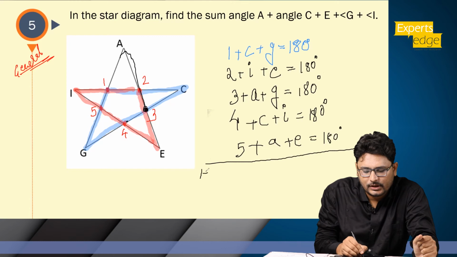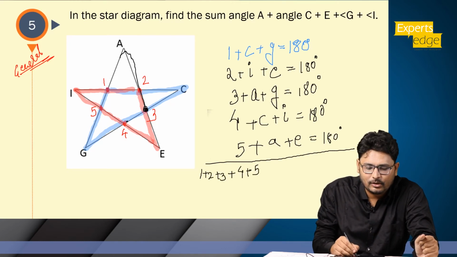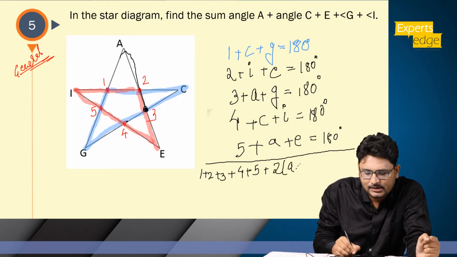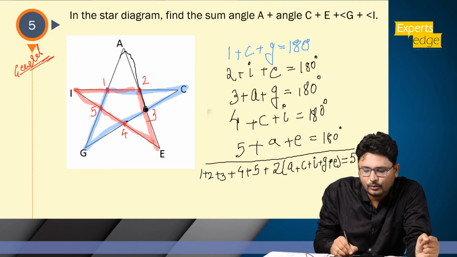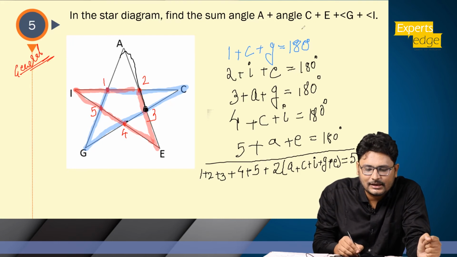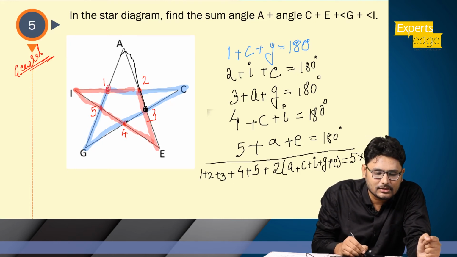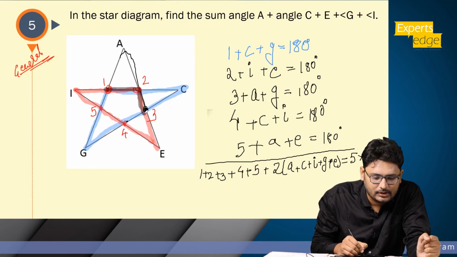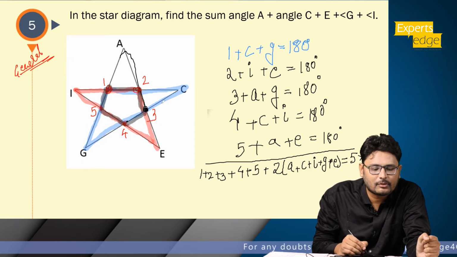I'll get 1 plus 2 plus 3 plus 4 plus 5, right? And A and E and the rest, how many times are they appearing? A is twice, C is twice, I is twice, and G and E. And how many times will 180 come? 5 times into 180, right? Now what is this 1, 2, 3, 4, 5? This is nothing but the angles of the polygon. And which polygon is it? This is 1, 2, 3, 4, 5. It is exactly nothing but a pentagon, right? So if I just highlight this 1, 2, 3, 4, 5, it's a 5-sided figure, pentagon.